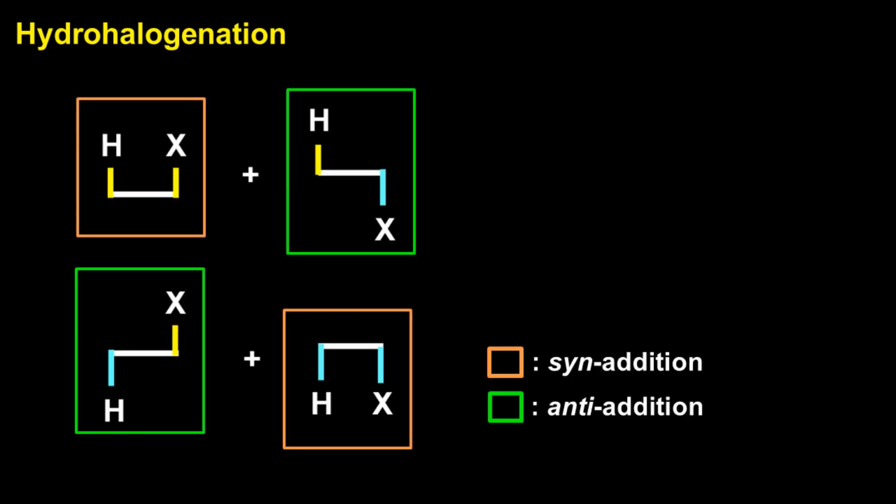Here's a nice summary of what we just saw. These 4-box structures represent the different stereoisomers that can form in this reaction. The orange boxes show syn addition. That's when the hydrogen and halogen end up on the same side of the double bond. The green boxes show anti-addition. That's when they're on opposite sides. There's no selectivity, no preference for one outcome over the others.